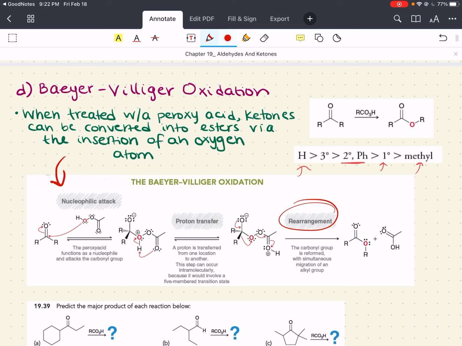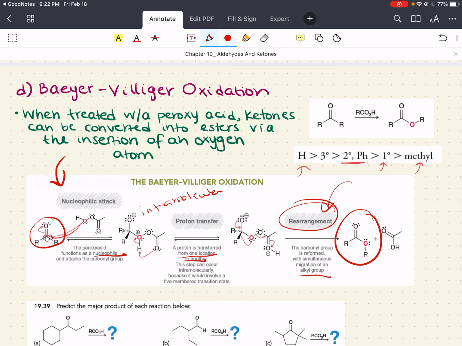So let's look at this. Here's your ketone. Your peroxy acid is going to function as a nucleophile. It's going to attack this carbonyl. Then you have a proton transfer from one location to another, intramolecular proton transfer. Then last, the carbonyl group is reformed with a simultaneous migration of an alkyl group. So this rearrangement is going to give us our final product.